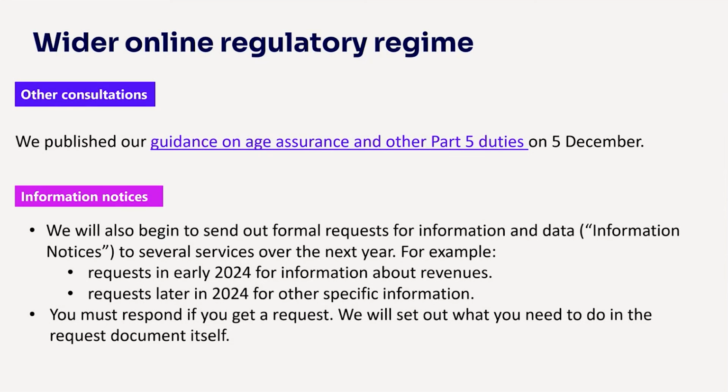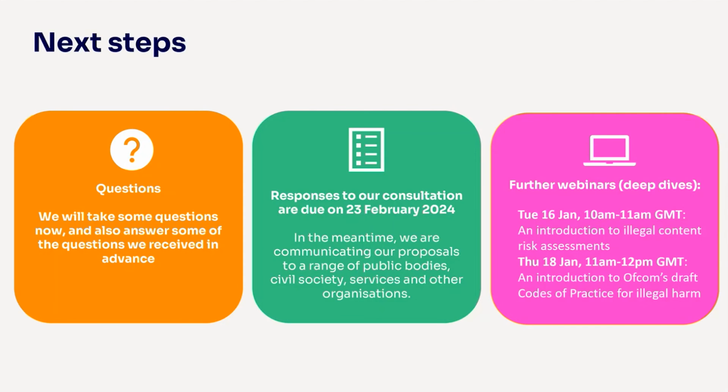And as John mentioned as well, as part of the Act, we've now been given powers to require people to provide us with information that we may need to do our job. We'll begin to send out formal requests for information and data, which we call information notices, to some services over the next year. For example, we expect to send out requests early next year for information about some services and their revenues. This is to inform our approach to charging fees. And we may send requests later in 2024 for any other specific information if we need it to make a decision on our consultation proposals. You must respond if you get a request, but we'll set out what you need to do in the request document itself.